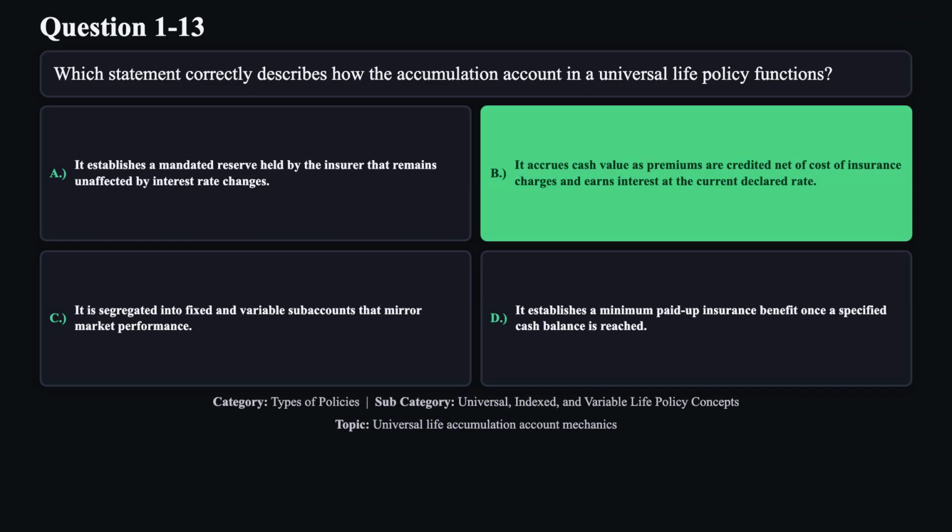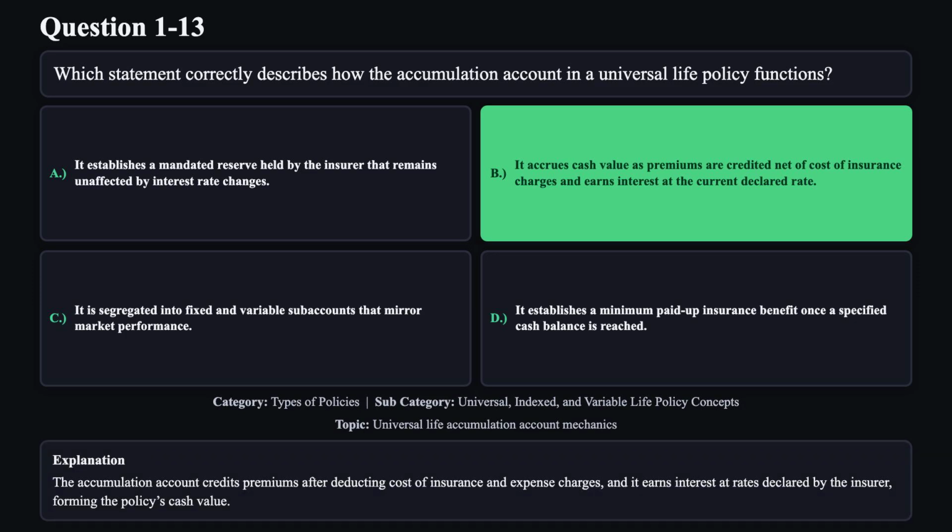The correct answer is B. The accumulation account credits premiums after deducting cost of insurance and expense charges, and it earns interest at rates declared by the insurer, forming the policy's cash value.